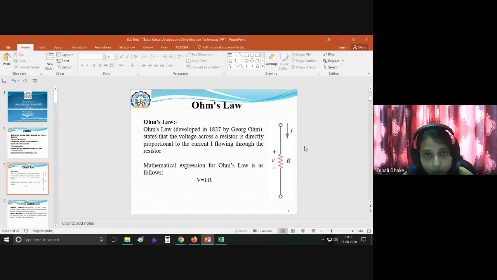How do we calculate the voltage? Voltage across the resistor and the current passing through the resistor.